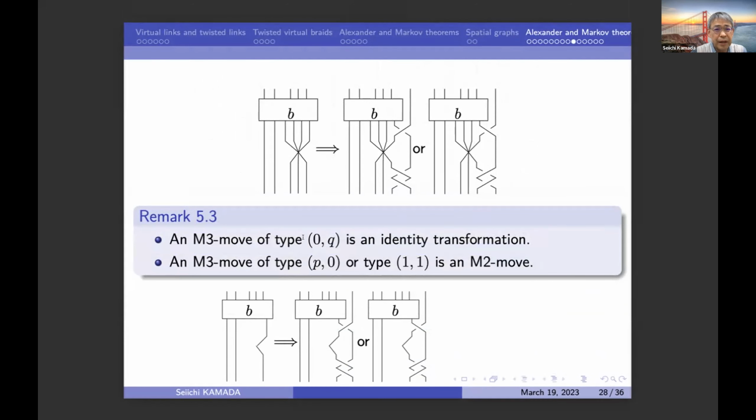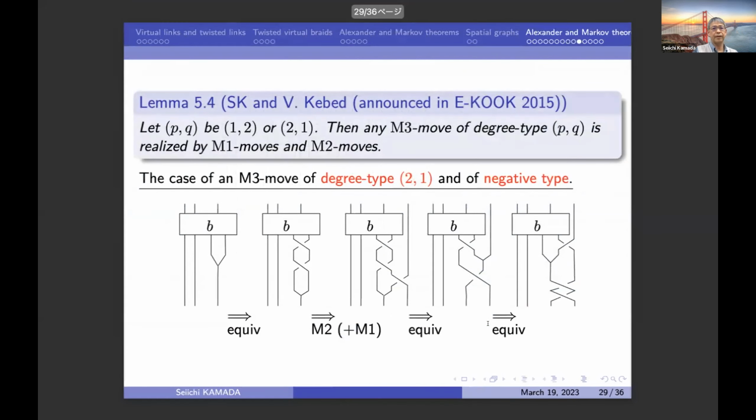And here is the remark. If the M3 move is of type 0Q, 0Q means there are no arcs above the vertex. In this case, we consider it an identity transformation. Or P0, there are no strands below the vertex. Or type 1,1. Type 1,1 is like this. 1H and 1H. These are the usual Markov move, the usual M2 move. And Victoria and I proved if PQ is 1,2 or 2,1, then such an M3 move is reduced to an M1 move and an M2 move. So we don't need the M3 move.